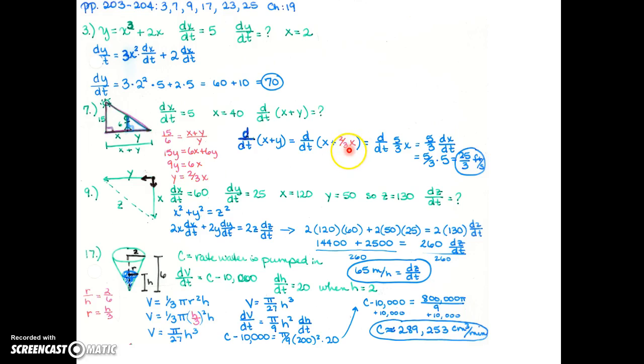So if we put 2/3 x in the place of y, then we'll have the derivative of x plus 2/3 x. So that would be the derivative of 5/3 x. And the derivative of 5/3 x would just be 5/3. Also, don't forget to put in your dx/dt.